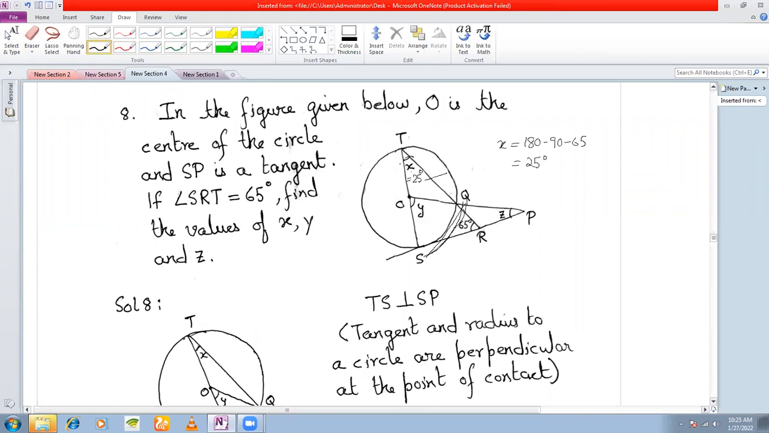This 25 degree angle, or x, is the angle subtended on the remaining part of the circle, and this y is the angle subtended by the arc at the center. So this must be 25 into 2, which is 50 degree, right? Next, now how to calculate z?